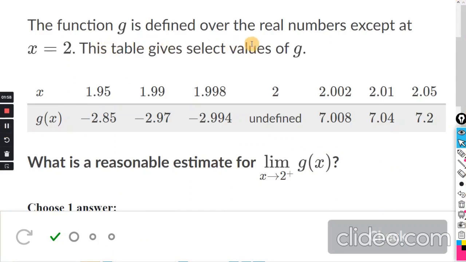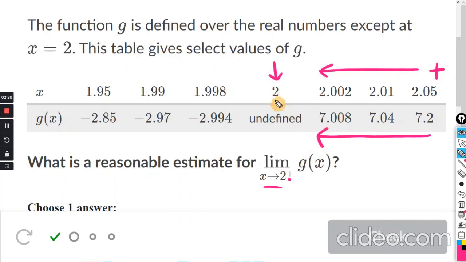Okay, the function g is defined over the real numbers except at x equals 2. And they want to know the limit as x approaches 2 from the positive side. So we're headed toward x equals 2. This is the x. We're headed toward this, and we're coming from the positive side, so that's this side here. We're headed towards 2, so we look at the g of x values headed in this direction.